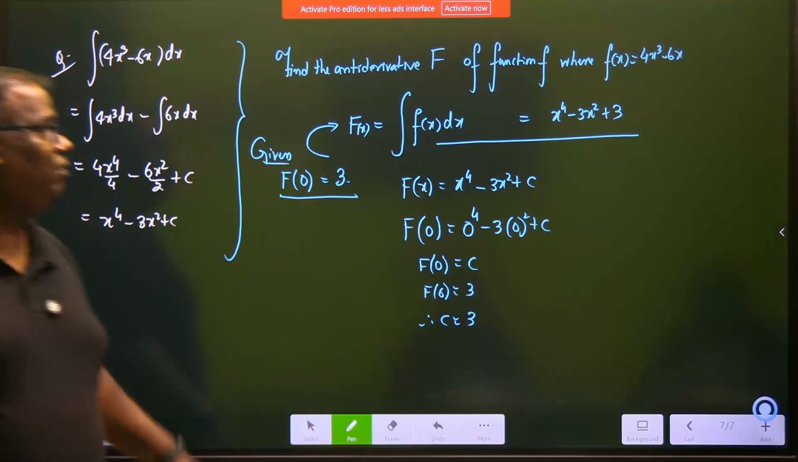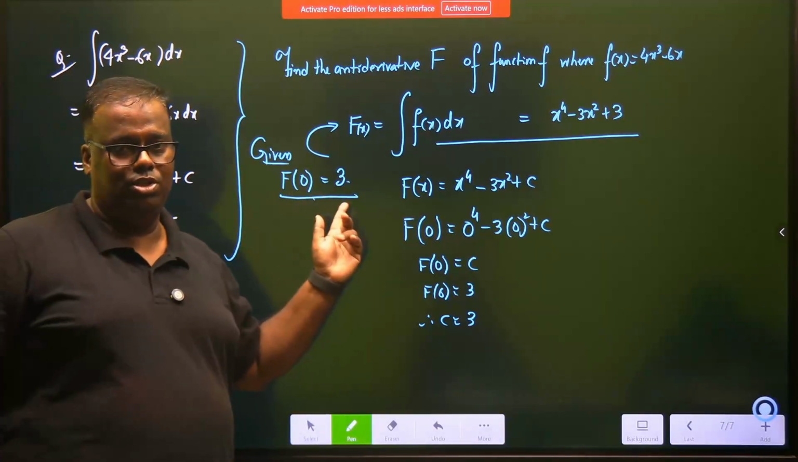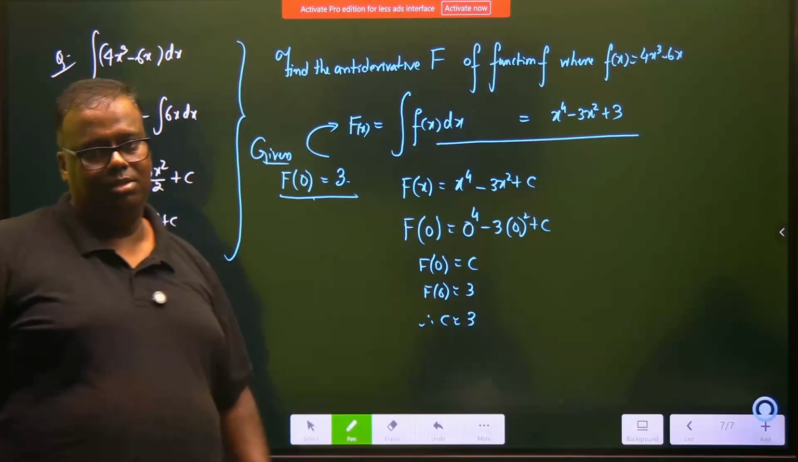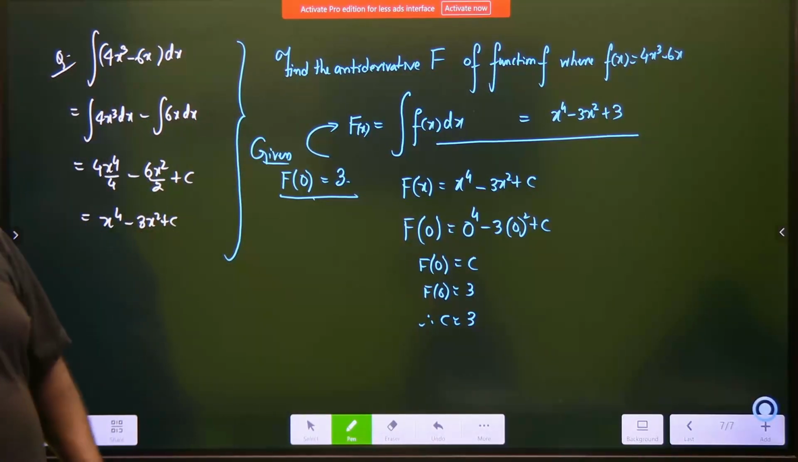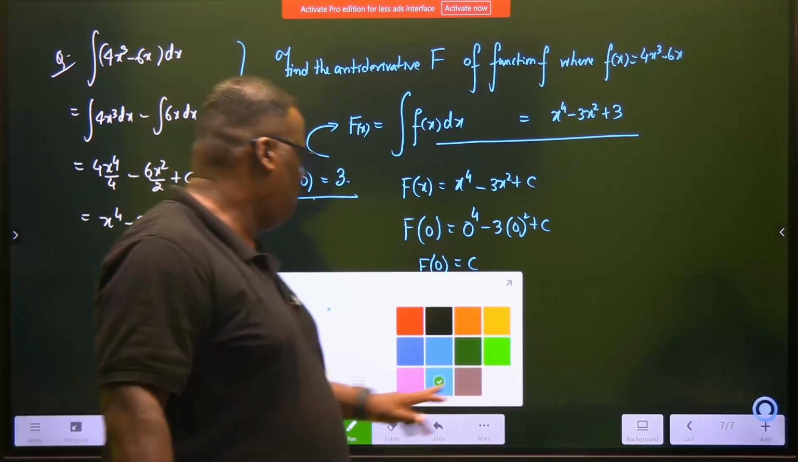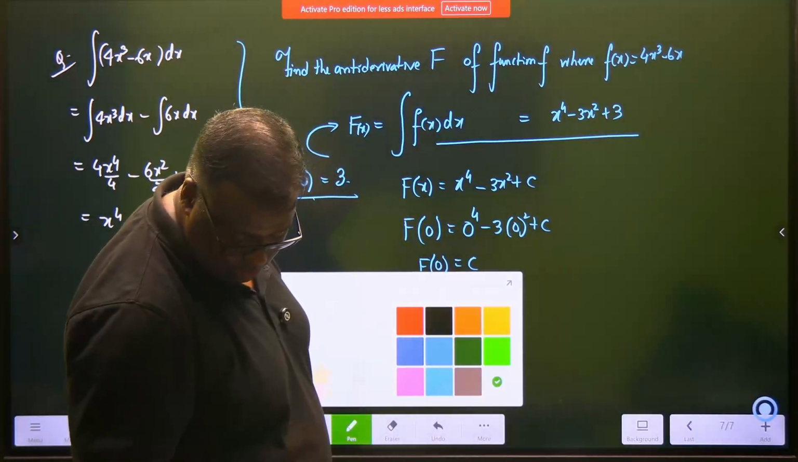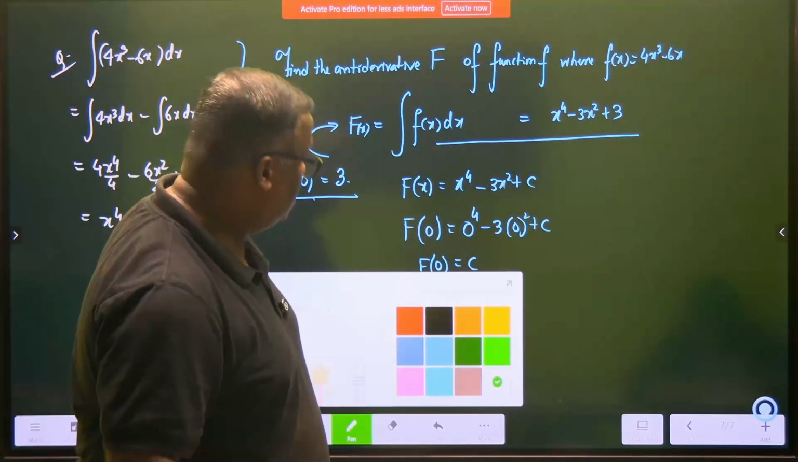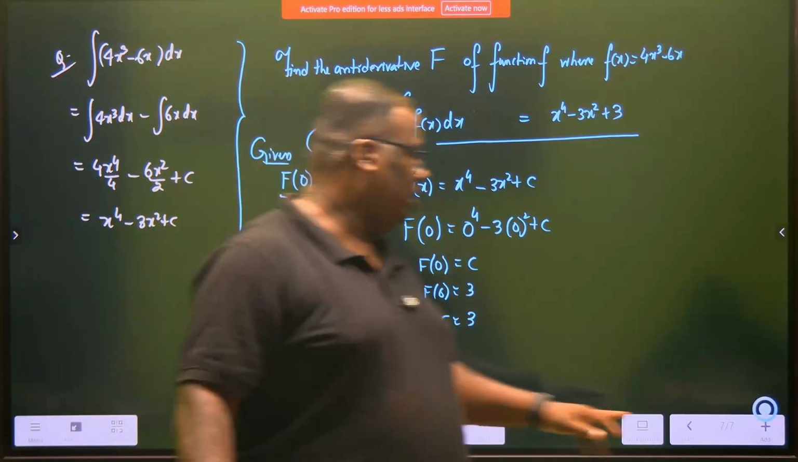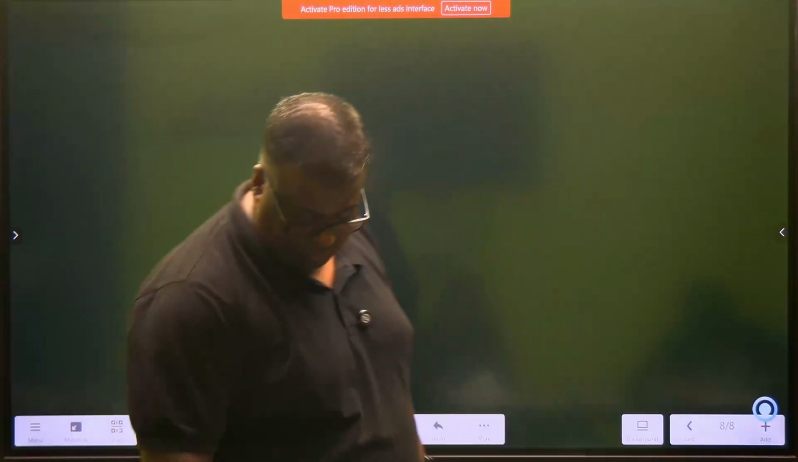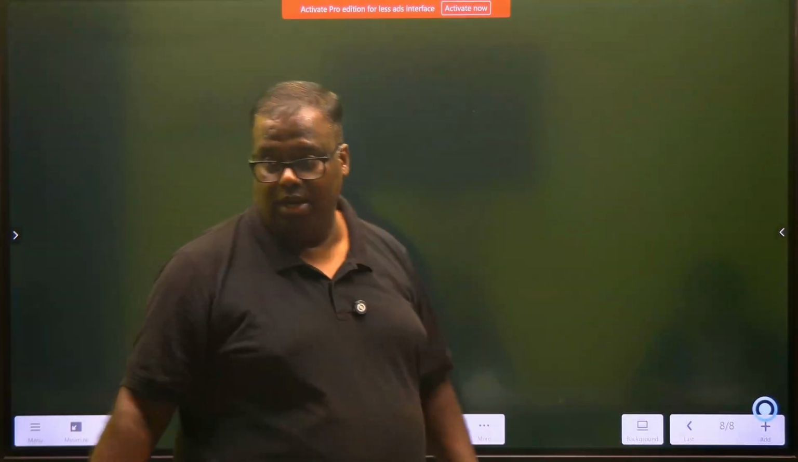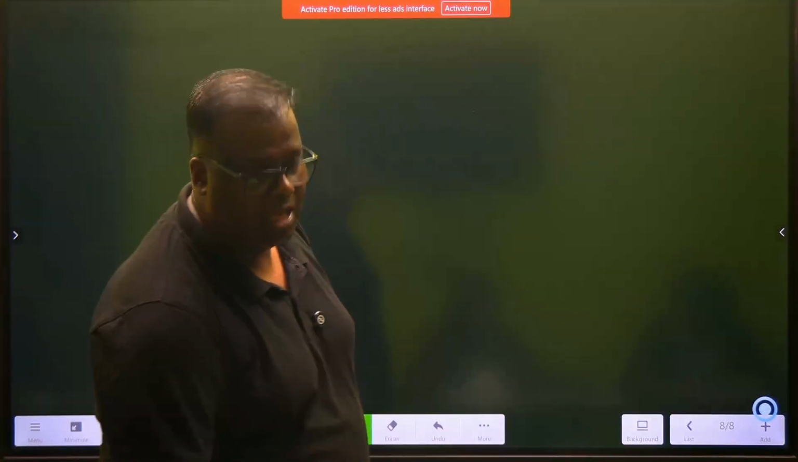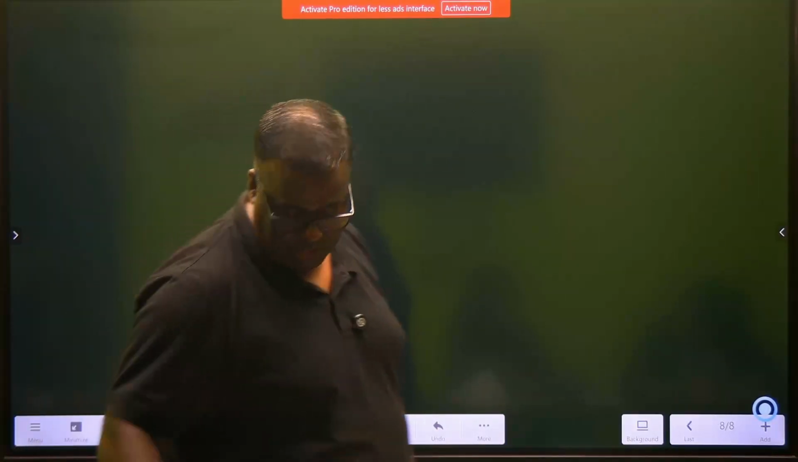This is a specific value when F of 0 is equal to 3. Then the constant can be abolished. Did you understand? Where constants come? This we will see more in definite integral. So this brings us to our cute little exercise 7.1. Will you give it a try? And I sit for some time, give it a try.